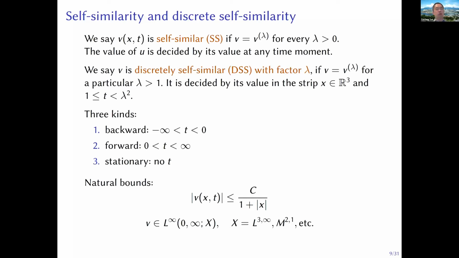One is backward, from minus infinity to zero. This was proposed by Leray. And then we have forward self-similar solutions for positive time up to infinity. And then stationary solutions have no time. And the natural bound for the solution is C over 1 plus |x|. Or V should be L infinity in time and uniformly bounded in X, where X should be a scaling invariant space containing this function, like L3 weak and the Morrey space M2,1, etc.